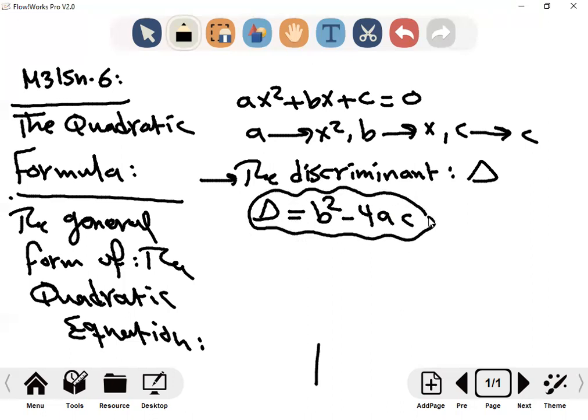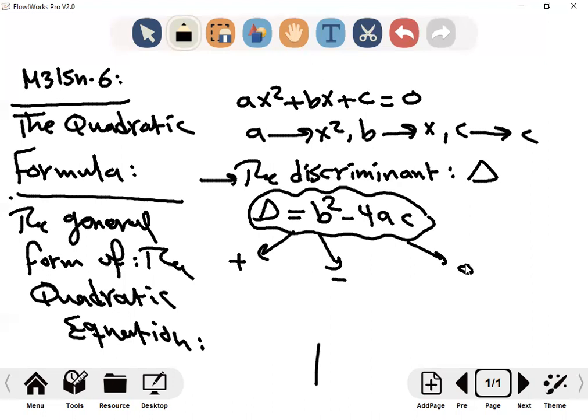We said A, B, C are numbers, right? So the delta, after you calculate this formula, will be a number. This number can be positive, negative, or 0. In each value, we have information, if it is positive, if it is negative, if it is 0.